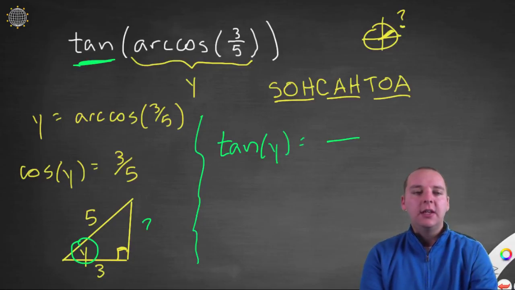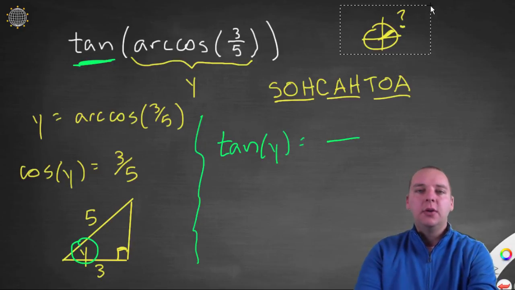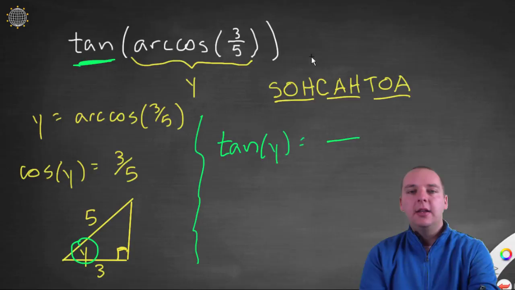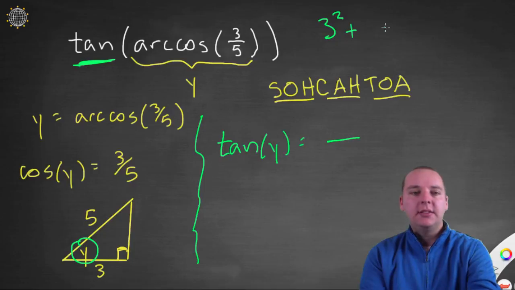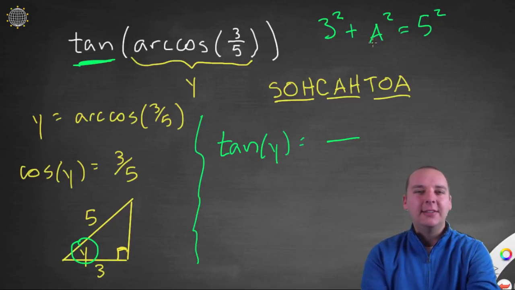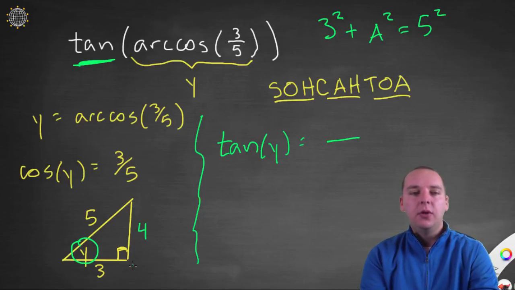But then you think about it for a second and you say, oh, wait a minute, I know the Pythagorean theorem. a squared plus b squared equals c squared, right? So if I jot that down up here in the corner, 3 squared plus a squared equals 5 squared. I'm not going to go through the algebra. I think we all know that a is 4. 3 squared plus 4 squared equals 5 squared. So this side here will be 4, and I have my answer. Tangent of y is 4/3.